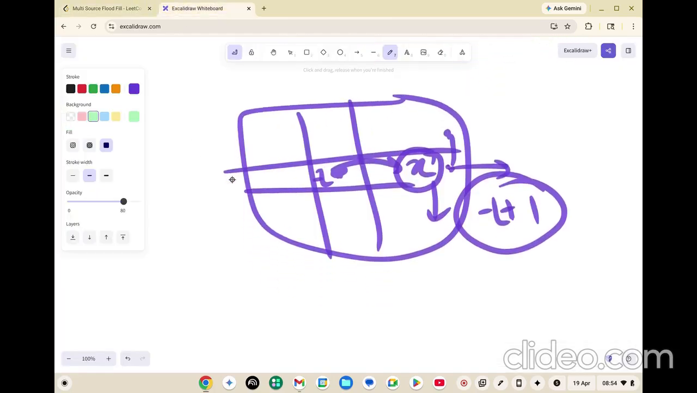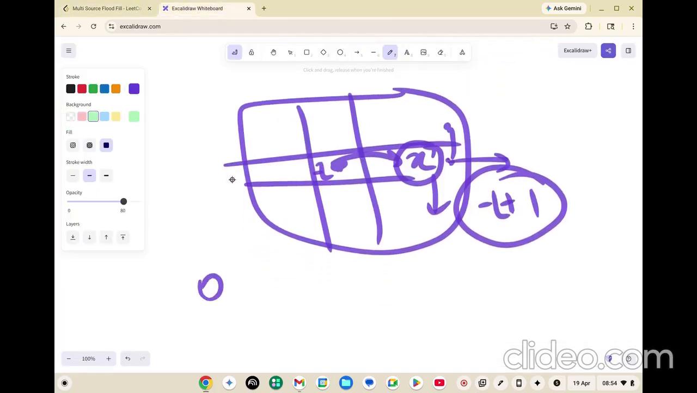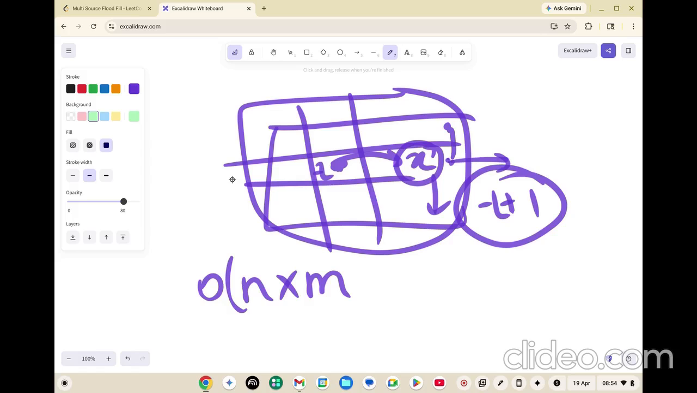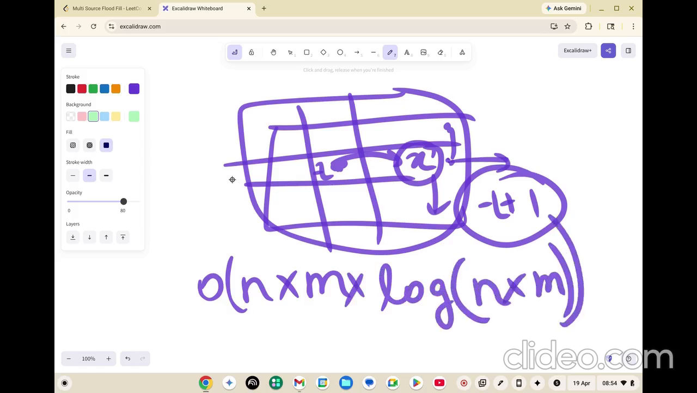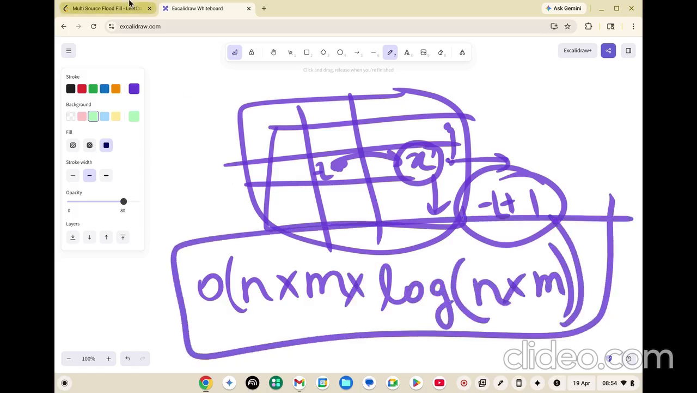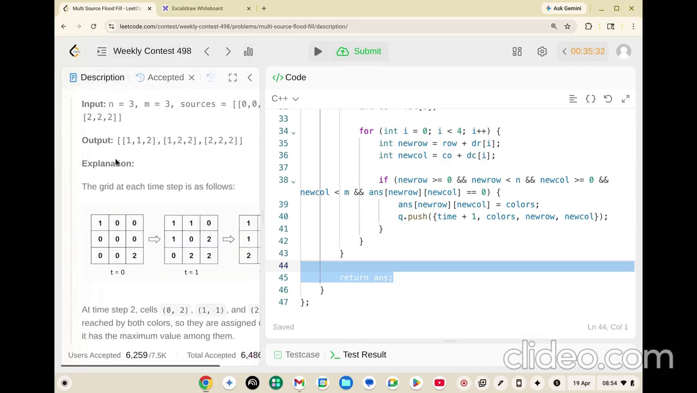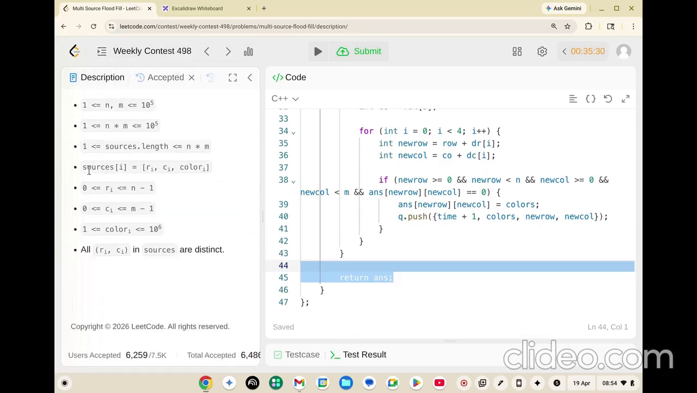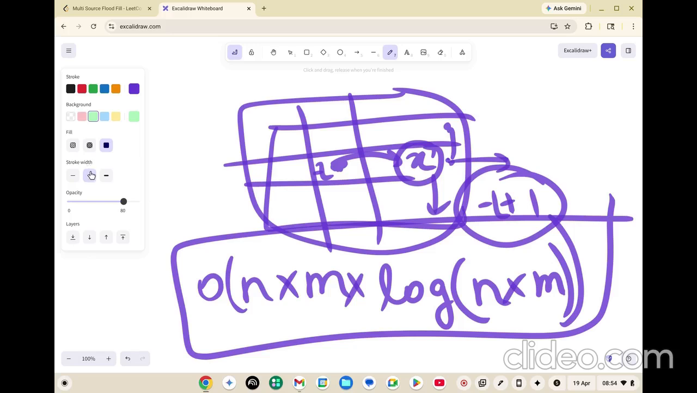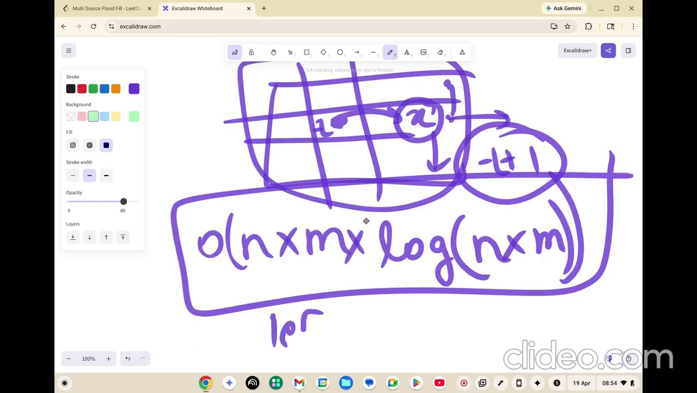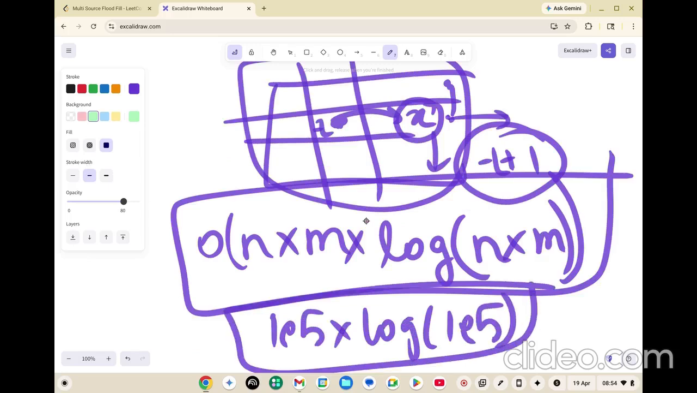Now let's look at the time complexity of this code. We are traversing on all the rows and all the columns, so it will be O(n times m), and we are using a priority queue as well, so it will take O(log(n times m)). So this is the ultimate time complexity. If you look at the constraints which were given to us, n times m will be 10 to the power 5. So ultimately it boils down to 1e5 times log of 1e5, right? And this will get AC.